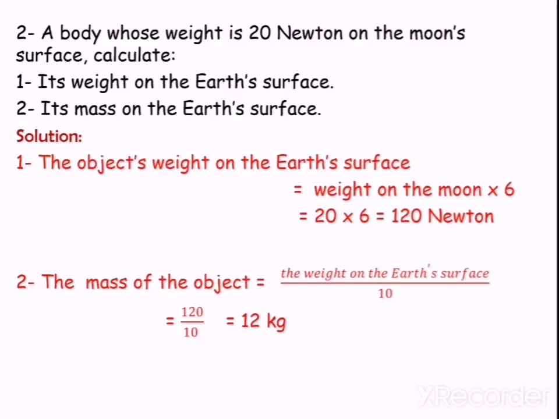And from triangle number 1, the mass of an object, he need the mass, so hide the mass. So what is the rule? The rule is the weight on Earth divided by 10. So the mass of the object equal 120 divided by 10, so it equal 12 kilogram.